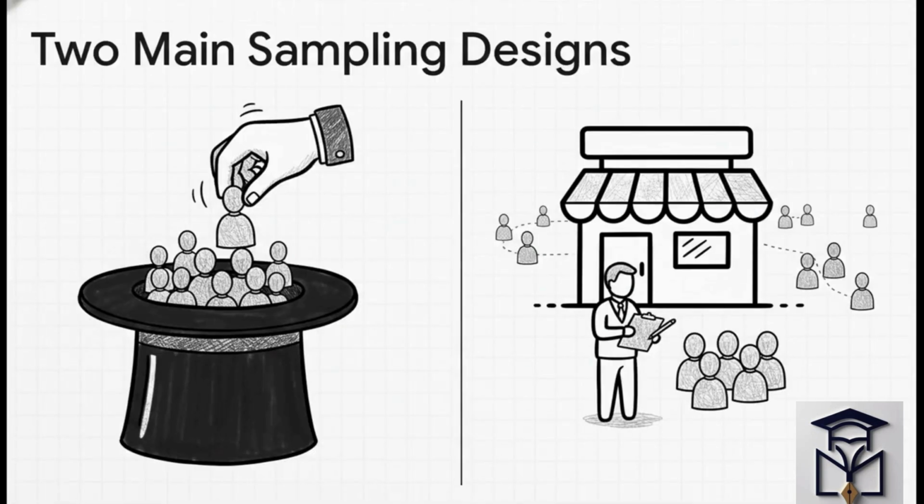And there are basically two main ways you can pick your sample. First, you've got probability sampling. This is like putting everyone's name in a giant hat and drawing them out. Everyone has an equal shot of being picked. This is the gold standard for sure. Then you have non-probability sampling. This is more about what's easy or convenient, like, say, surveying people who just happen to be walking by a particular store. It's way easier to do, but you have to be super careful about saying your findings apply to everyone.